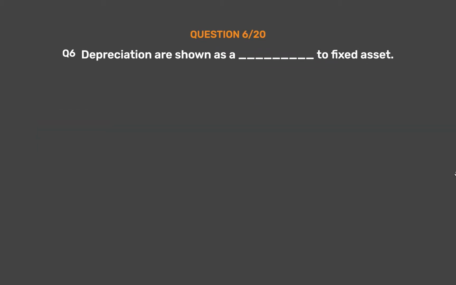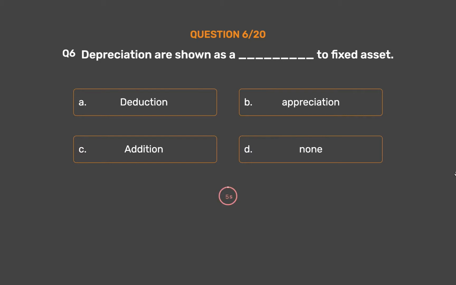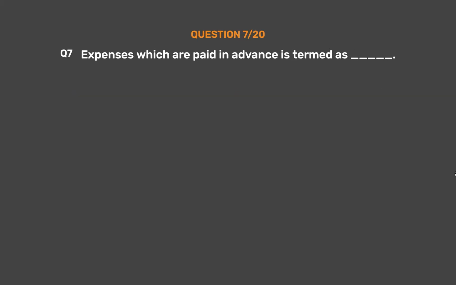Question number 6. Depreciation is shown as a underscore to fixed asset. Option A. Deduction. Option B. Appreciation. Option C. Addition. Option D. None. The correct answer is Option A. Deduction.